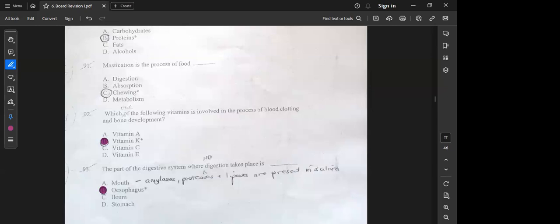So the delta cells produce somatostatin, which inhibits secretion of both insulin and glucagon. These are inhibiting the release of certain other hormones. And then we have the pancreatic polypeptide cells. It secretes pancreatic polypeptide, which plays a role in regulating appetite. Epsilon cells, which are less common, produce ghrelin, a hormone that stimulates hunger.